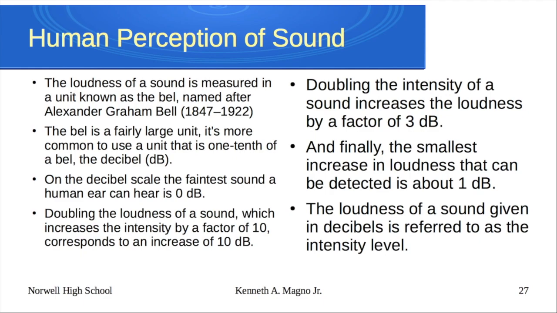So on the decibel scale, the faintest sound you can hear is 0 decibels. If we double the loudness of a sound, we're increasing the intensity by a factor of 10. But if we were to double the intensity, we're only increasing the loudness by 3 decibels. The smallest increase that we can detect is a 1 decibel increase, and that's not doubling the intensity. That's a fraction of that.